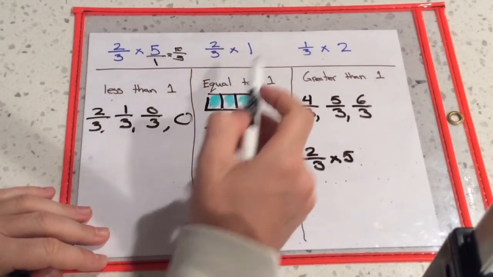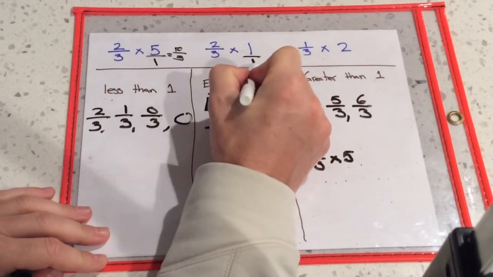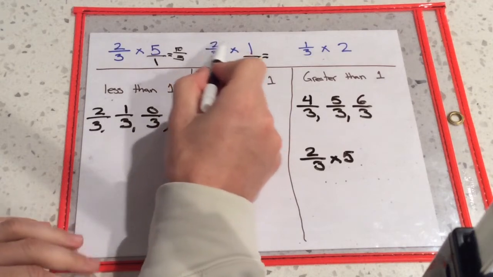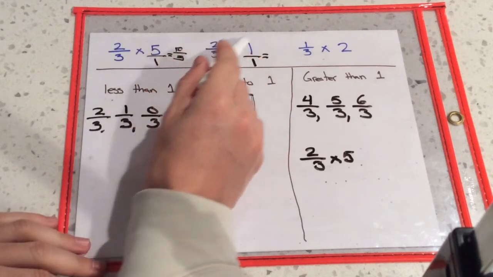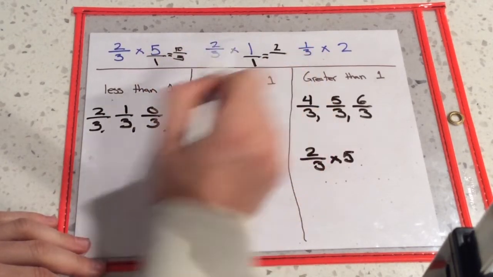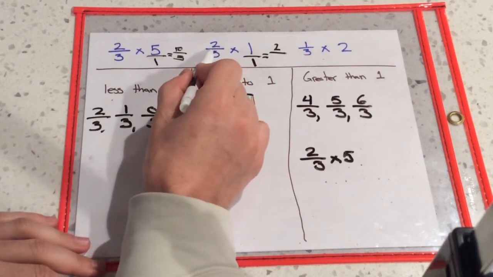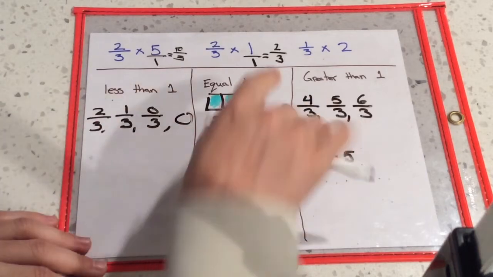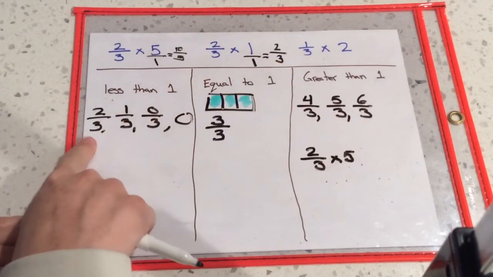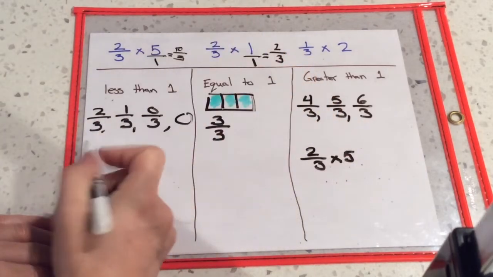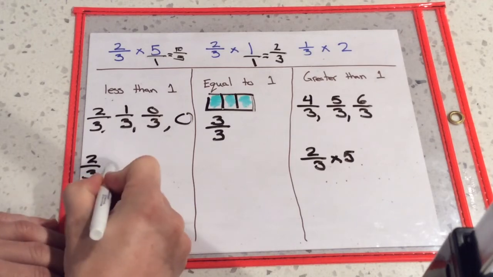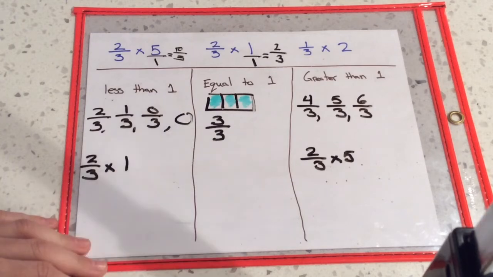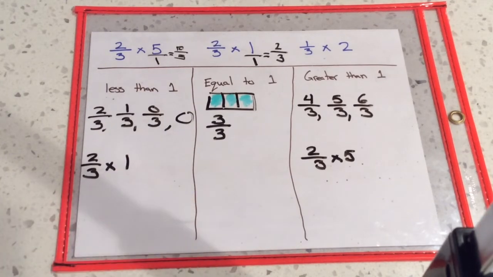This next one here, 2/3 times 1. Again, I can put 1 under a whole number and it does not change the value. Numerator times numerator, 2 times 1 is 2. And denominator times denominator, 3 times 1 is 3. Think about where it goes. I've already written that fraction over here. So I know that 2/3 times 1 is less than 1 whole.